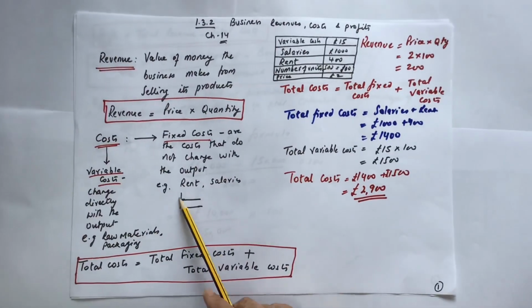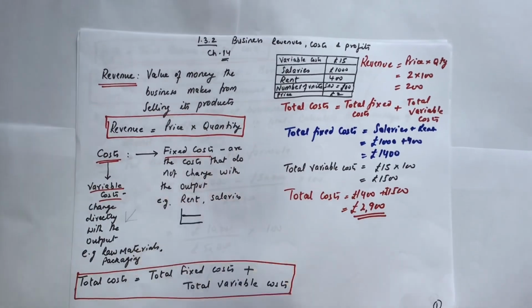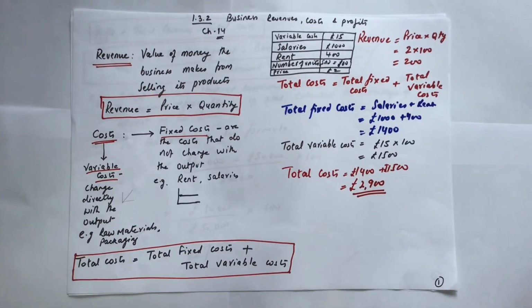So for a fixed cost, the graph looks like a straight line. For a variable cost, the graph will look like this. Total costs, you basically add these two costs: total fixed costs plus total variable costs.